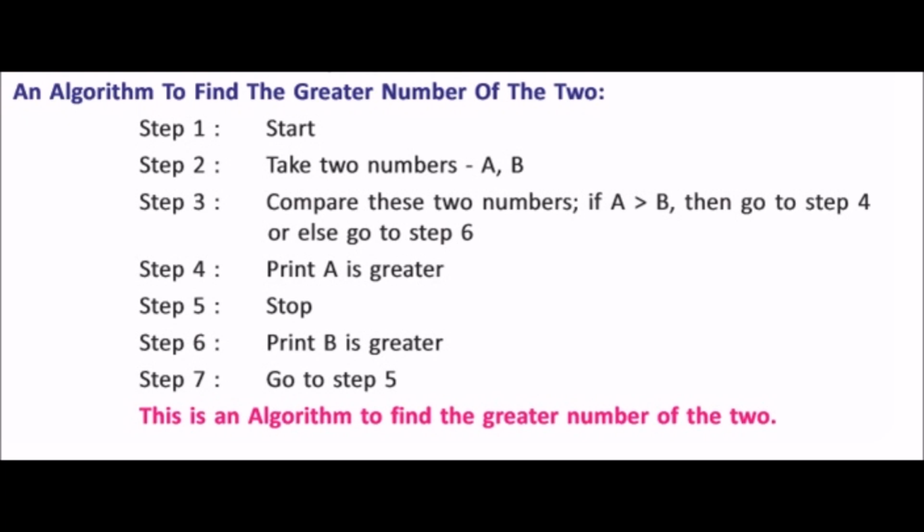Let us take an example by comparing two numbers and finding out the bigger one. Like it is shown that step 1 start, step 2 take two numbers, in step 3 we will compare them, in step 4 print A is greater, in step 5 stop, in step 6 print B is greater, in step 7 go to step 5. It means if A is greater, that's all. Otherwise, the controller will again go to step 5 and compare the numbers again and print B is greater.